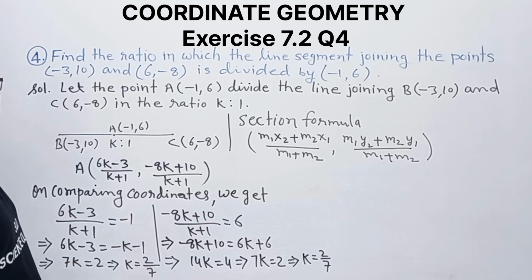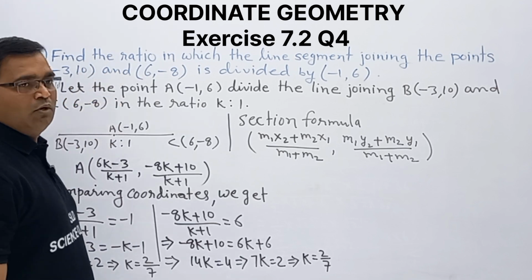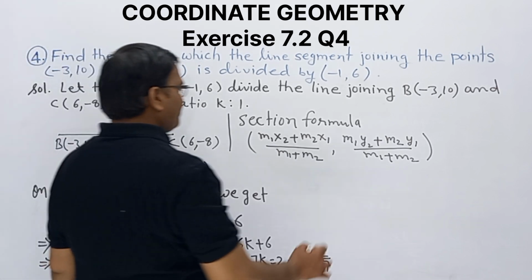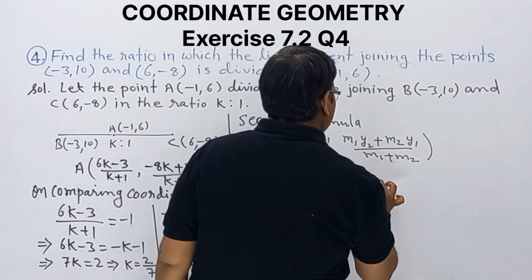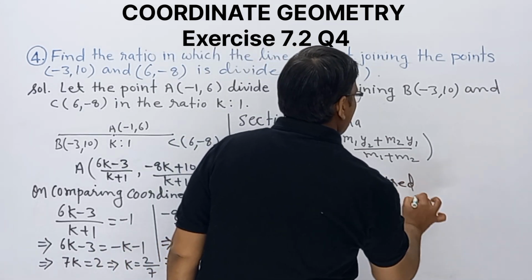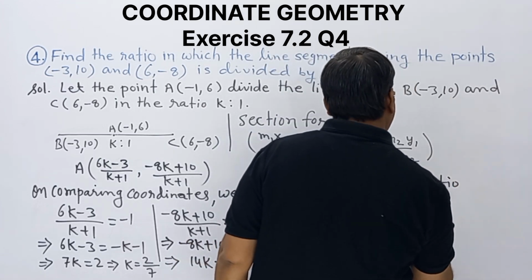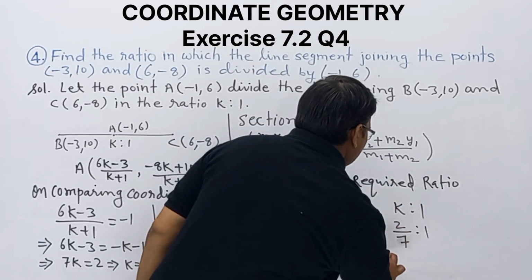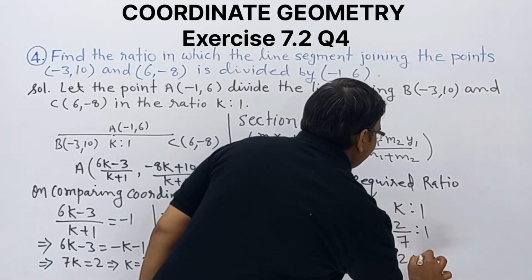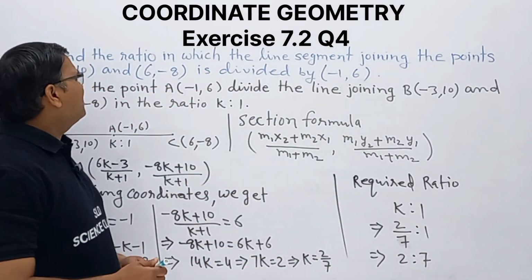On comparing coordinates, we get k equals 2 upon 7. We required the ratio. Find the ratio. So the required ratio is k is to 1. The value of k is 2 upon 7, and then 1. So the ratio will be 2 is to 7. So the required ratio will be 2 is to 7.